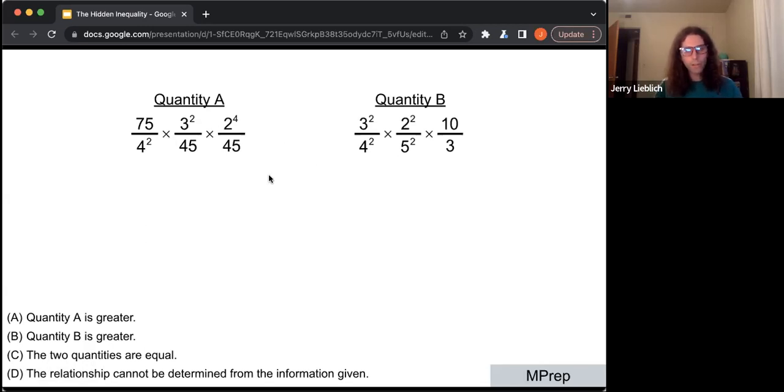So before I go and calculate things, I want to first just say, do I see any common terms? Well, I've got 4 squared and 4 squared. So I'm going to multiply both sides by 4 squared. It's technically what I'm doing, but I can eliminate those. 3 squared and 3 squared, same thing. From here, things get a little bit more complicated, but 2 squared and 2 to the 4th. If I divide both sides by 2 squared, using my exponent rules, I here get 2 squared.